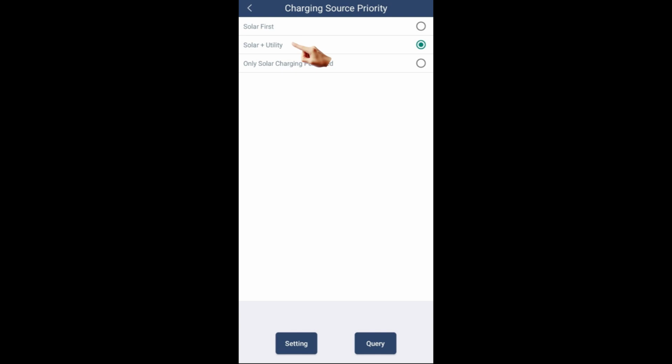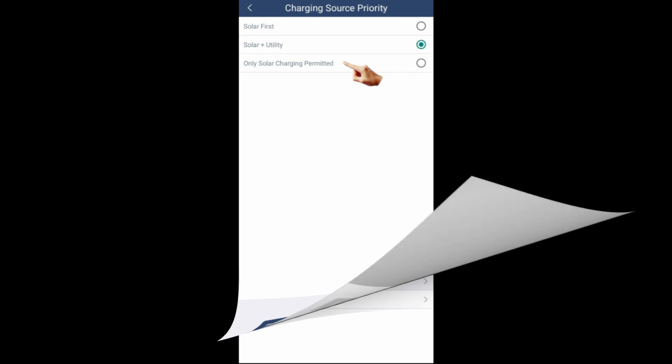Number 2 is solar plus utility. Solar energy and utility will charge the battery at the same time. This can cause your utility bill to be high if the maximum AC charging current is set very high. Number 3, only solar charging permitted. Solar energy will be the only charger source whether utility is available or not. This is not really recommended.